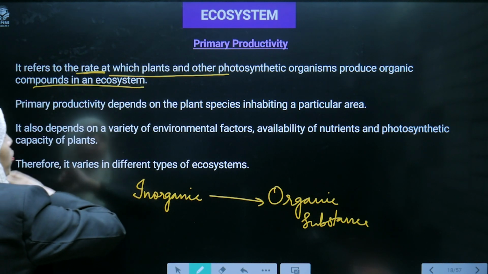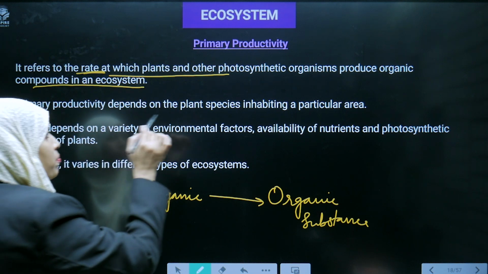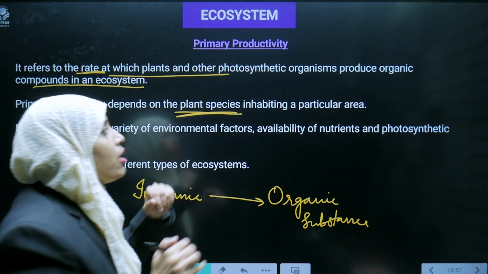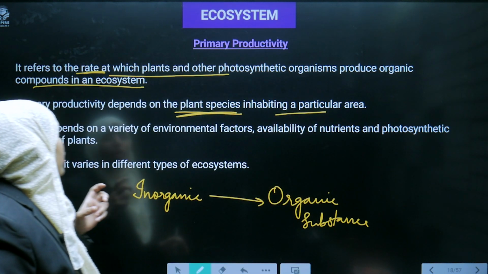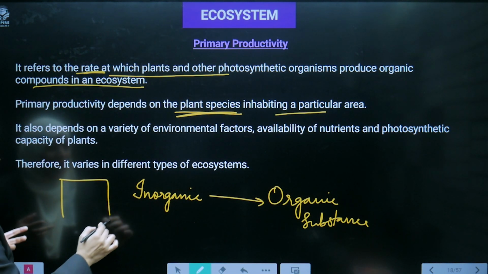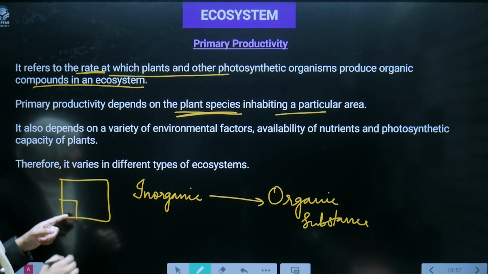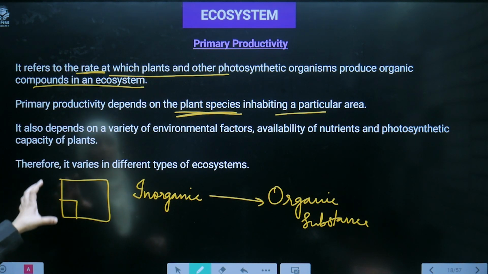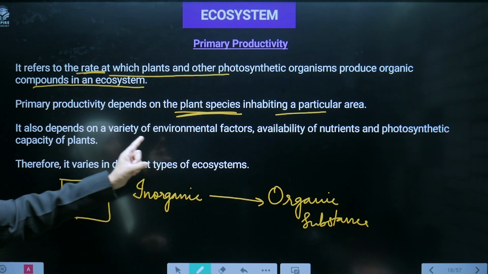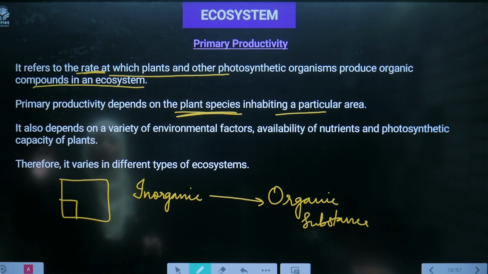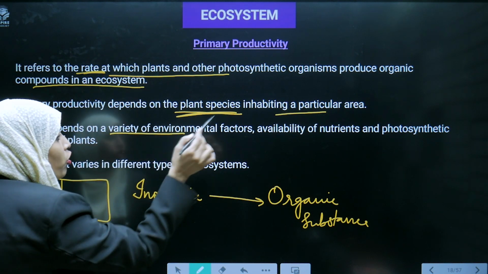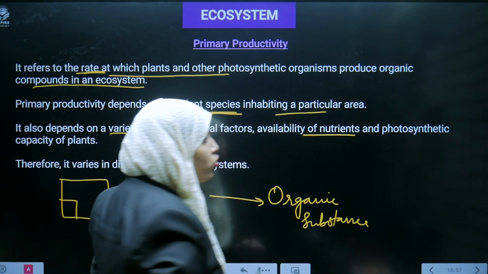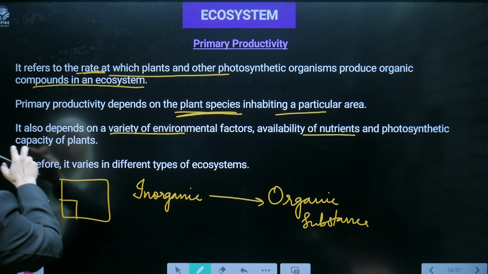Okay, so primary productivity किस चीज पे depend करता है? It depends upon the plant species. Which of the plant species is there inhabiting in that particular area? Okay, so if this is a land, so at that particular area, ठीक है, वो particular area में कौन से species हैं, that will determine the primary productivity of that area. Okay, so it also depends on the variety of environmental factors. Yes, definitely. Availability of the nutrient is also most important, and the photosynthetic capacity of the plant.